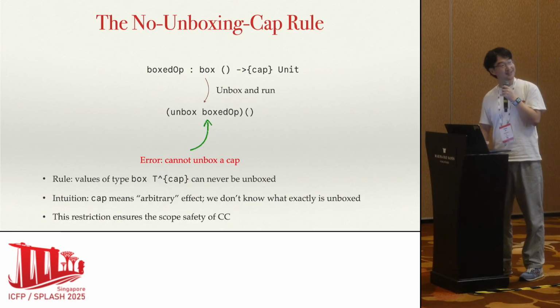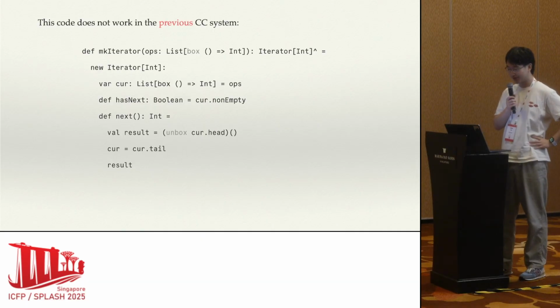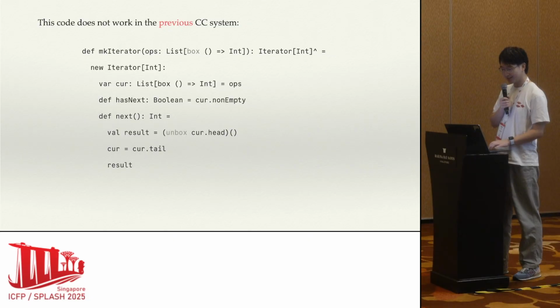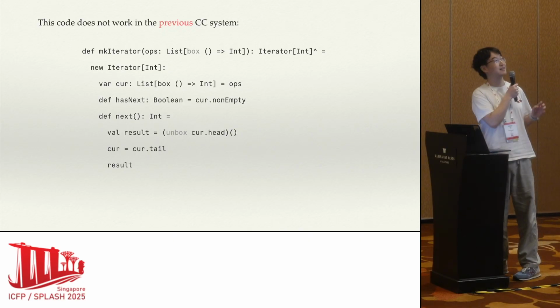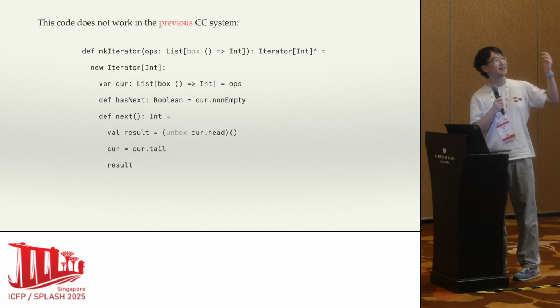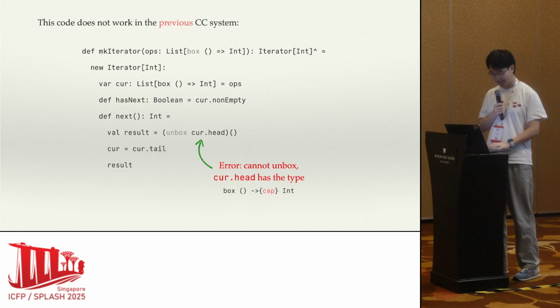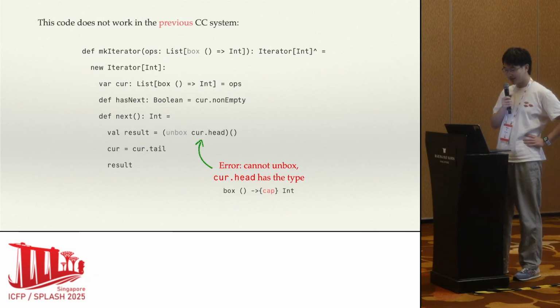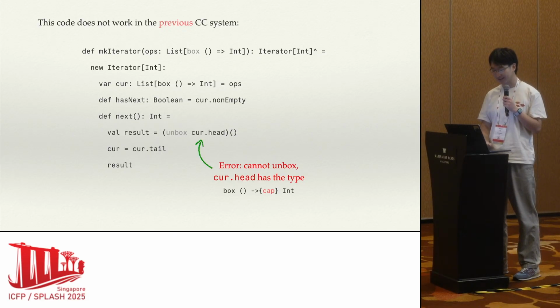Because of this restriction, this perfectly reasonable code will not work in the previous system. Here, this make iterator function takes a list of computations, and each is computing an integer. And we want to turn this list of computations into an iterator for integers. I want to note that the parts in gray will not be in the surface language. They are always inferred by the compiler, like all the box types. And we will have an error here: when we try to unbox the computation in the list, its type is actually capturing cap under the box. So effectively, we cannot access what's in the box.